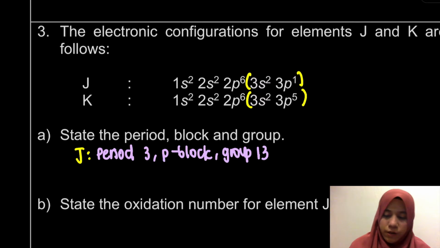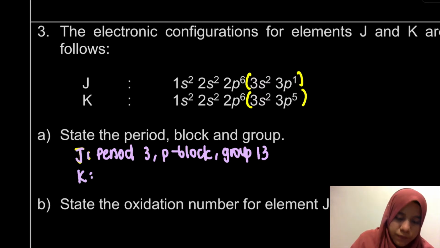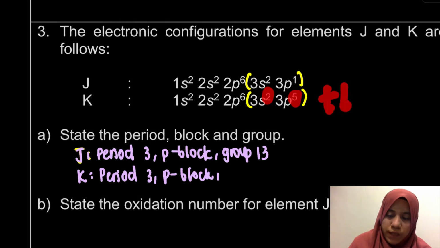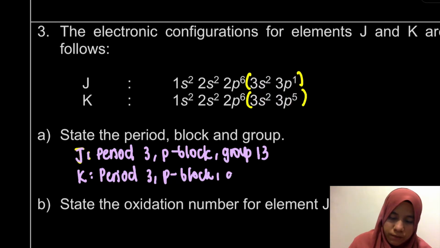Now for K, here is J, here is K. The same goes here, period 3, P block. And then for the group, P block: 2 plus 5 plus 10. So group 17.